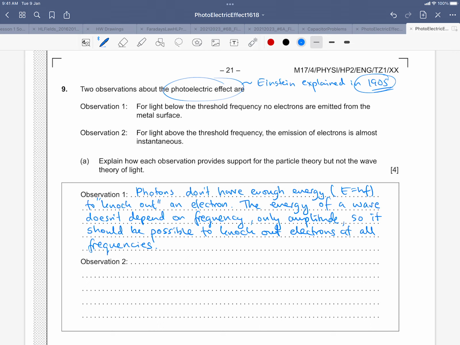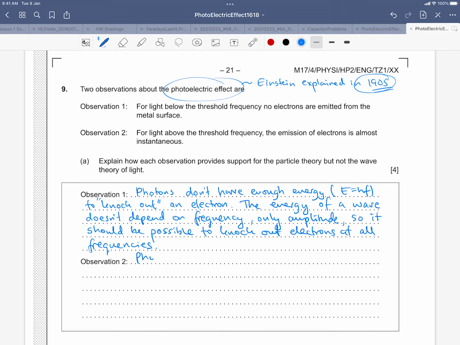Second observation is that the emission is almost instantaneous, and that we explain that using the particle theory by saying that the photons, of course, collide with the electrons, and they almost instantly eject them from the surface, whereas a wave could take much longer, because maybe it's a low energy wave, and then the electron has to absorb a certain amount of energy before it is then ejected from the surface. So one would expect it to take a bit longer.